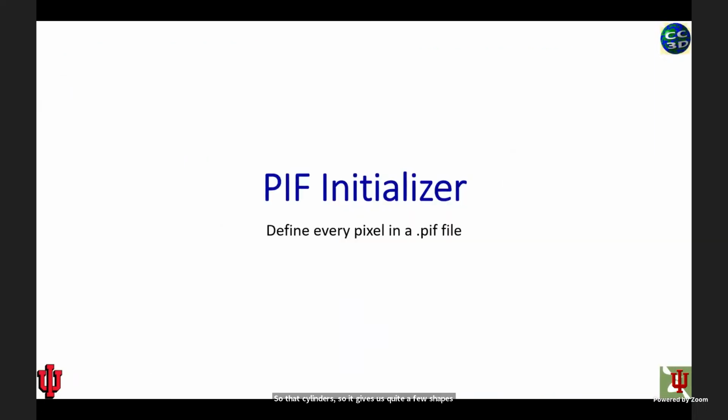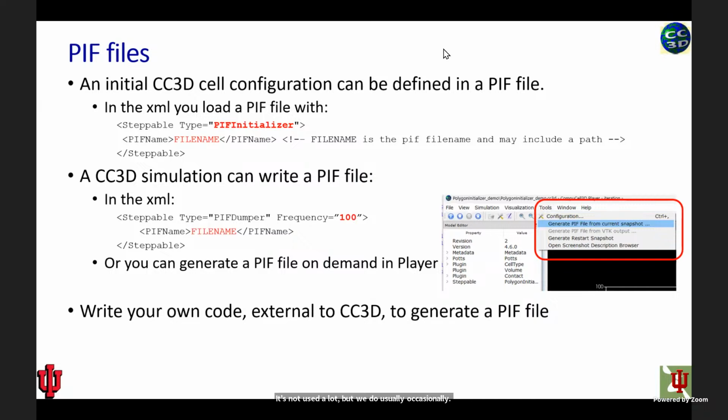There's also a facility for arbitrarily defining every pixel in your model if you want. We call these PIF files, or program information files, or we think it's program information files. It's not used a lot, but we do use it occasionally. So a PIF initialization file can be loaded in the XML; there's a steppable command for it. You give it a file name, and it will just load it in. I'll describe the PIF file in a minute.